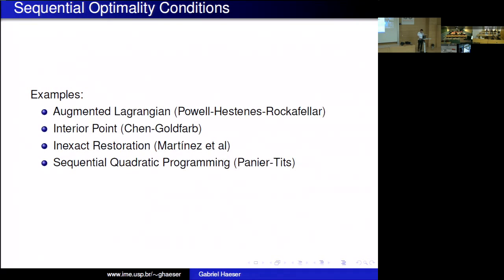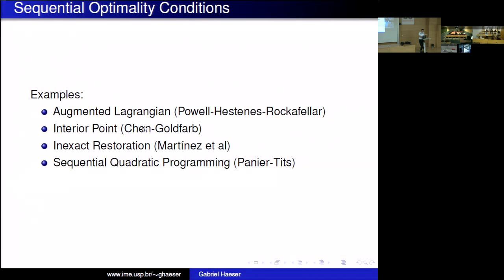So some examples of algorithms that generate this sequence. The Augmented Lagrangian that we will talk about in the last lecture was motivated by studying this algorithm. It's what is implemented in our solver, the ALGENCAN, from Projeto Tango in Brazil, in Campinas and São Paulo. So we studied a lot this Augmented Lagrangian method, and we came up with this optimality condition.